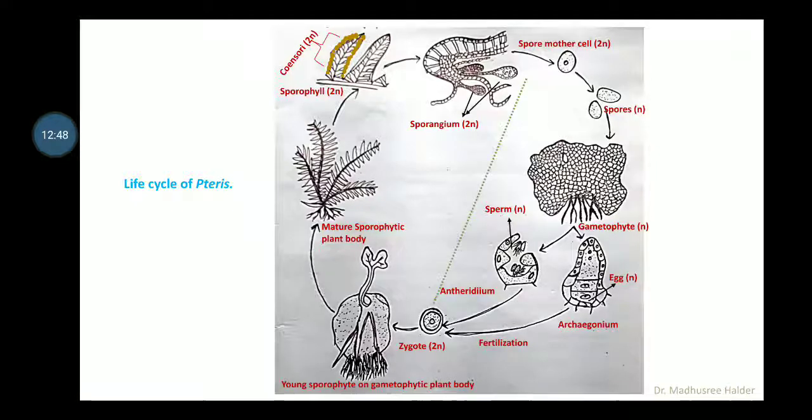Here we can show the distinct two phases. One is the sporophytic phase or 2n phase, and another one is the gametophytic phase or haploid phase. That is all about the life cycle of Pteris.